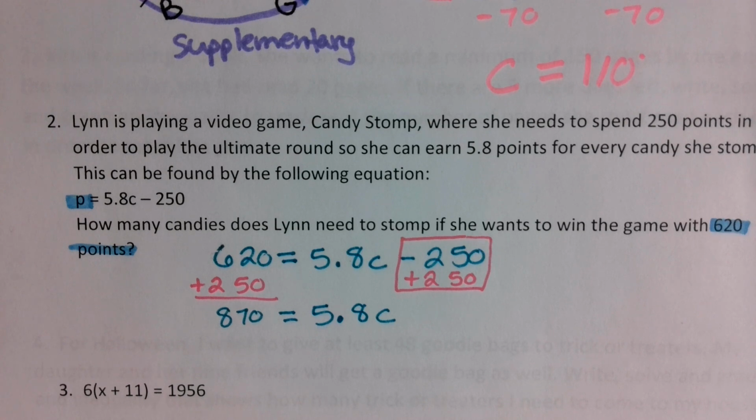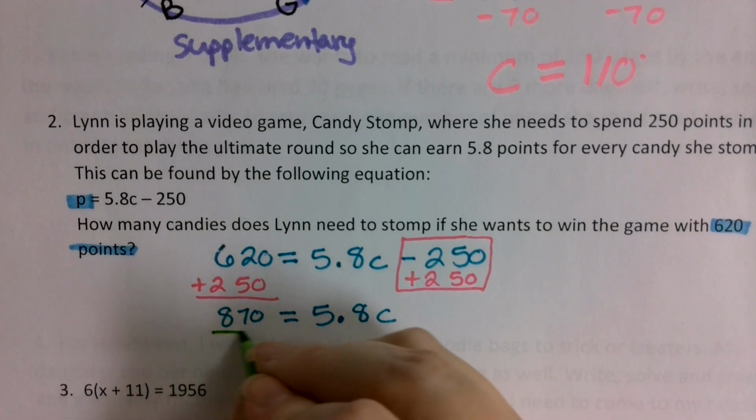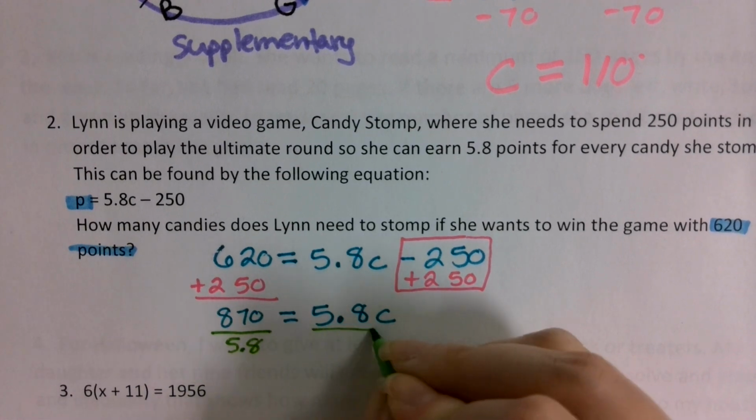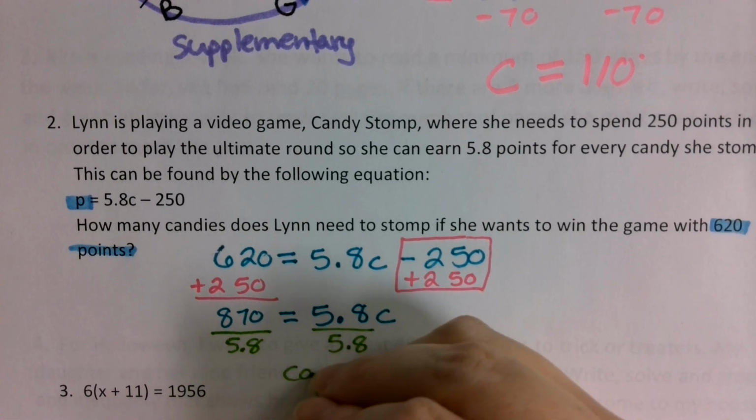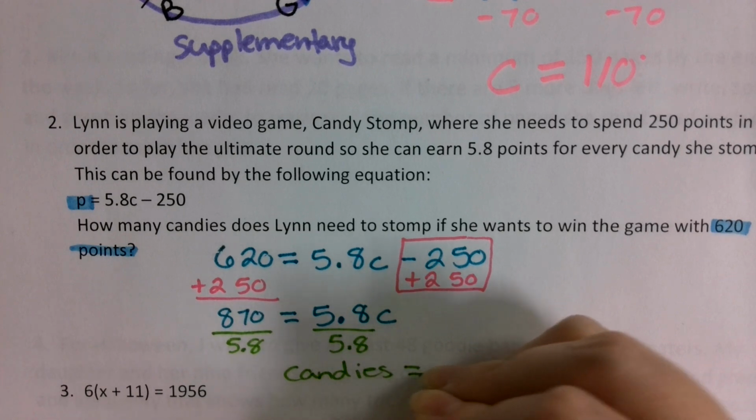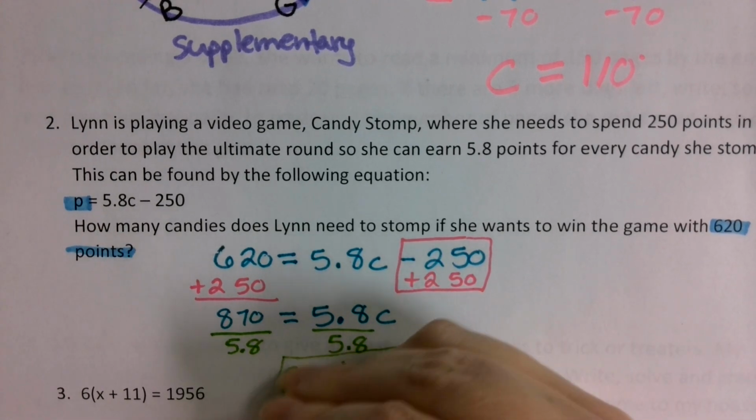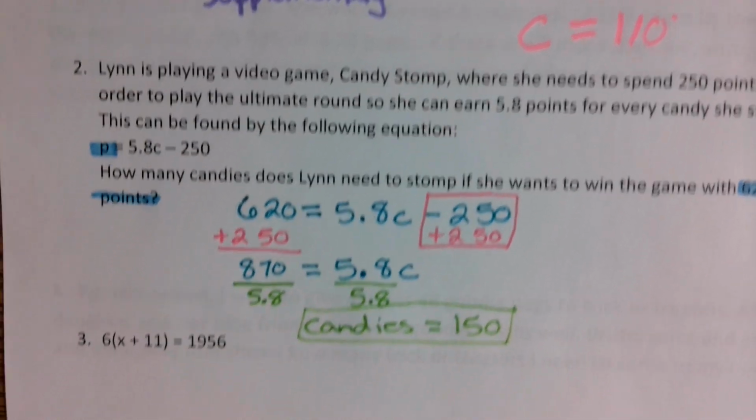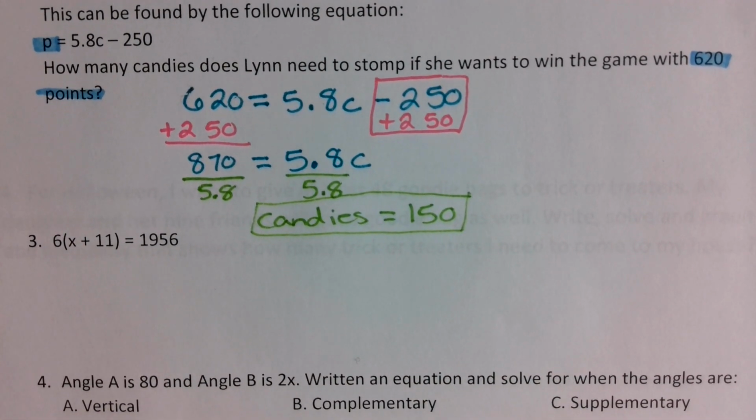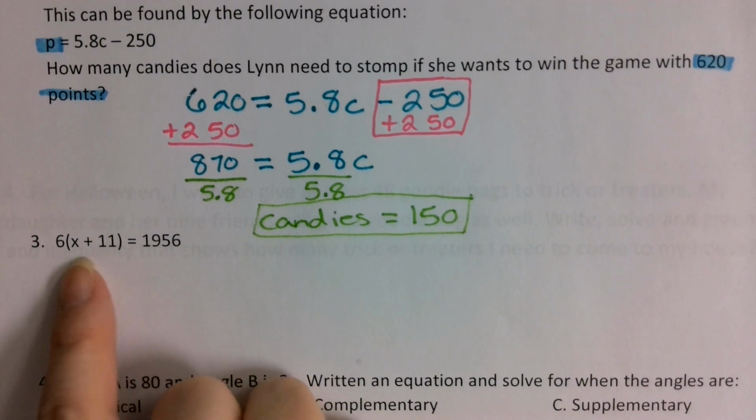Caleb? Divide. And what are we going to divide both sides by? We're going to divide 870 by 5.8. Good. So we're going to divide both sides by 5.8. And then the number of candies that she's going to need is going to be 150. C is going to equal 150. That's the total number of candies that she's going to need in order to be able to win the game with 620 points. Okay?